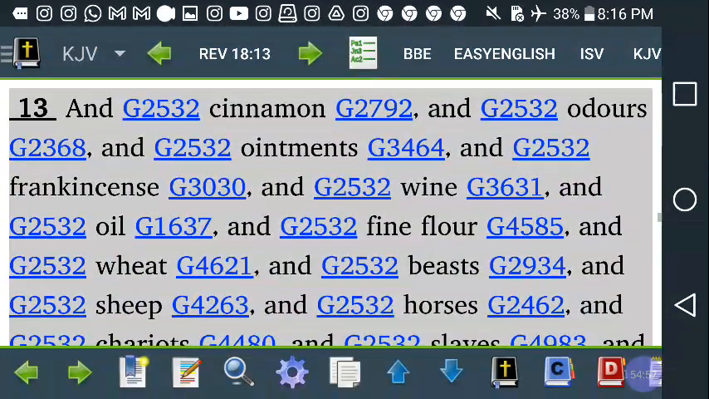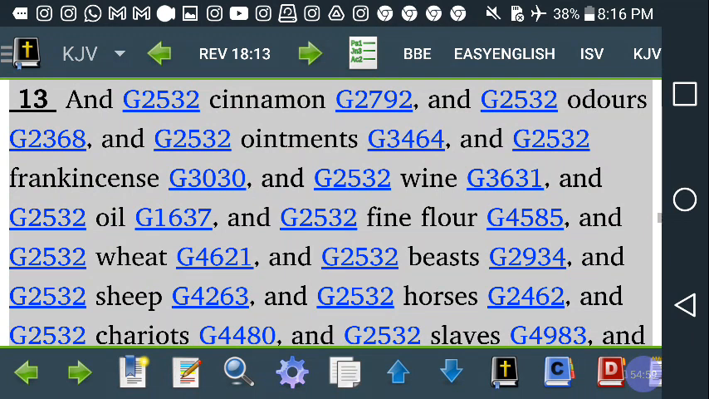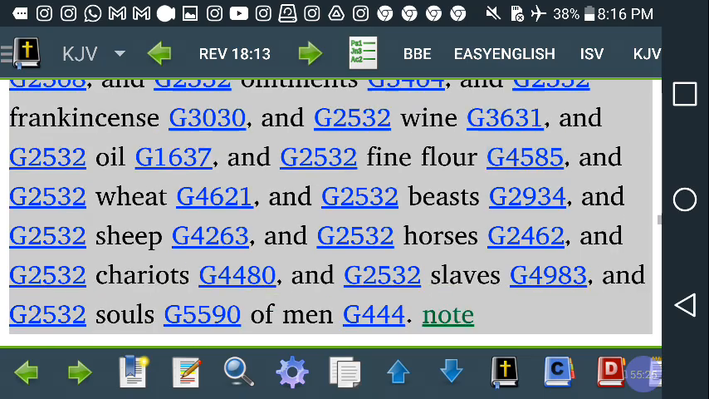Now, here's what's interesting. We talk about the so-called slave ships. Many of these slave ships did business in all of these products, and they brought them to all these cities, right? Vatican City, London City, New York City. How interesting is that? And cinnamon, and odors, and ointments, and frankincense, and wine, and oil, and fine flour, and wheat, and beast, and sheep, and horses, and chariots.